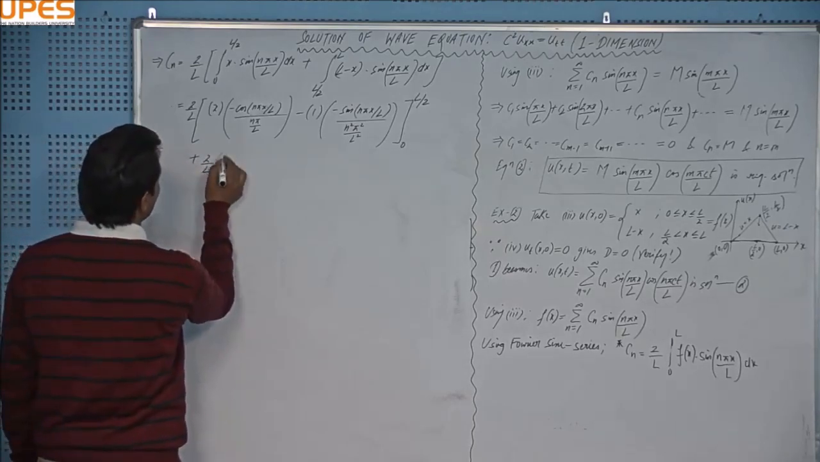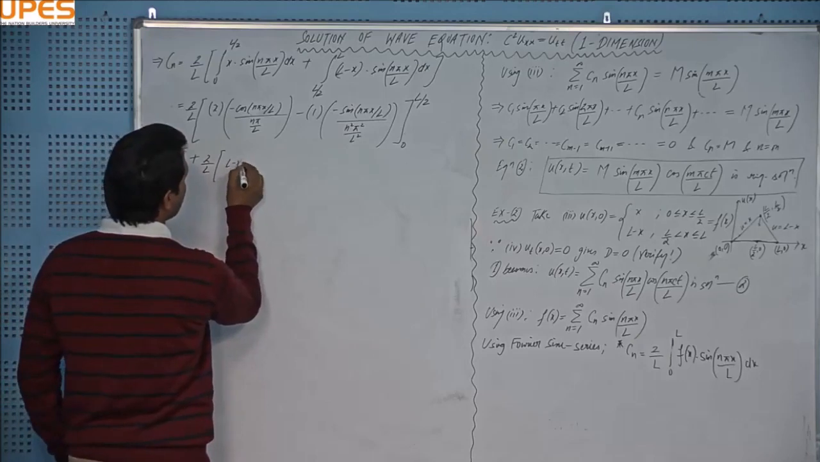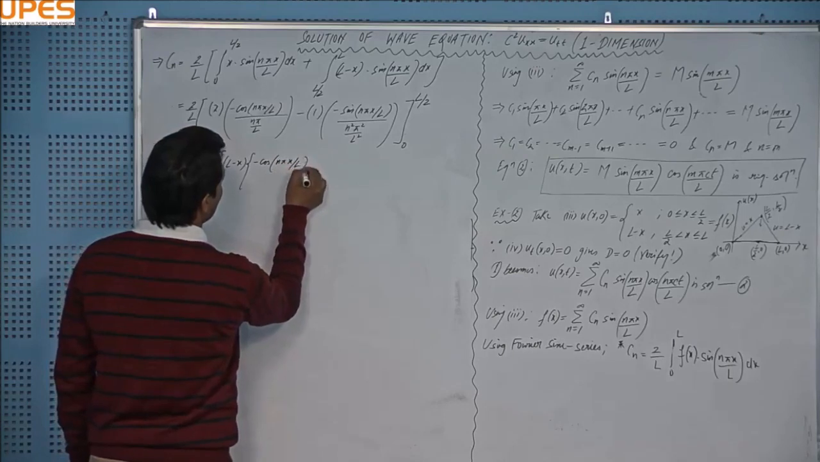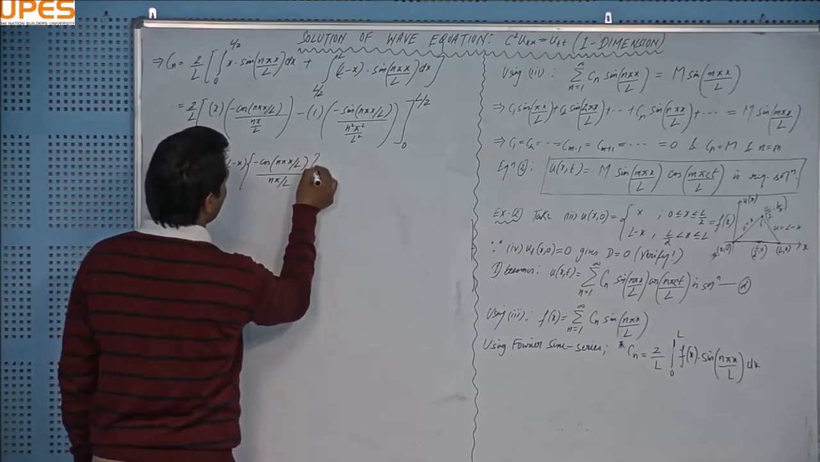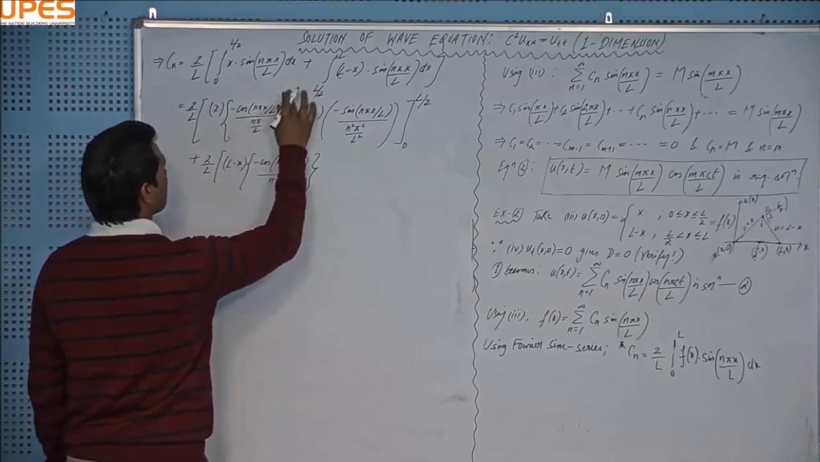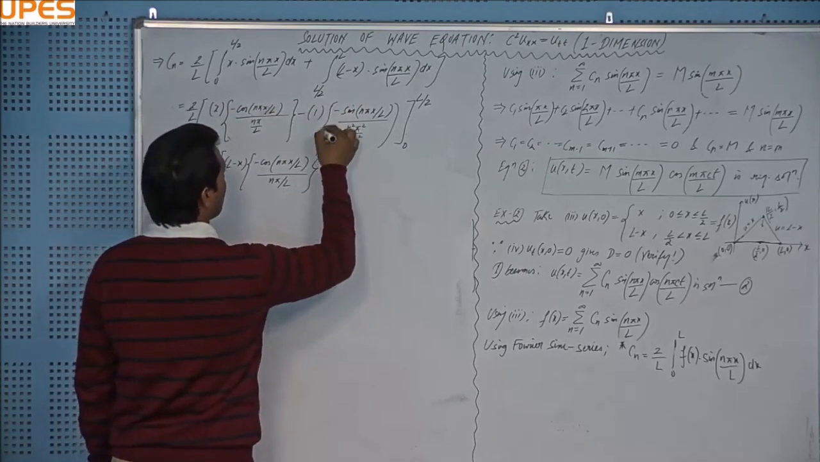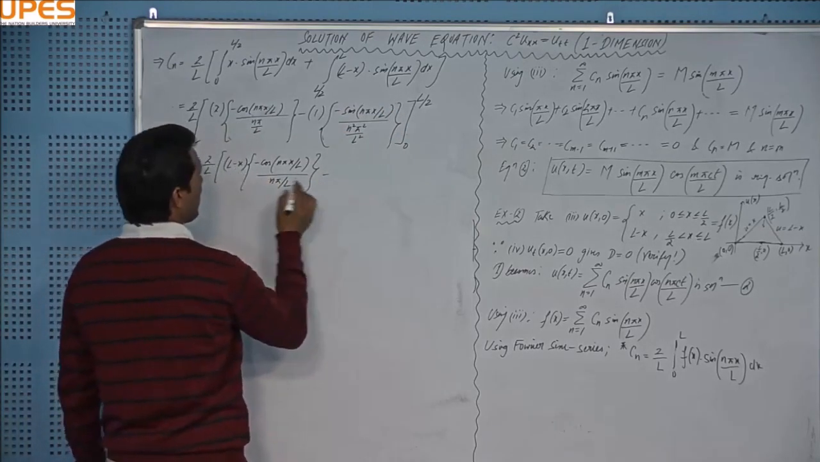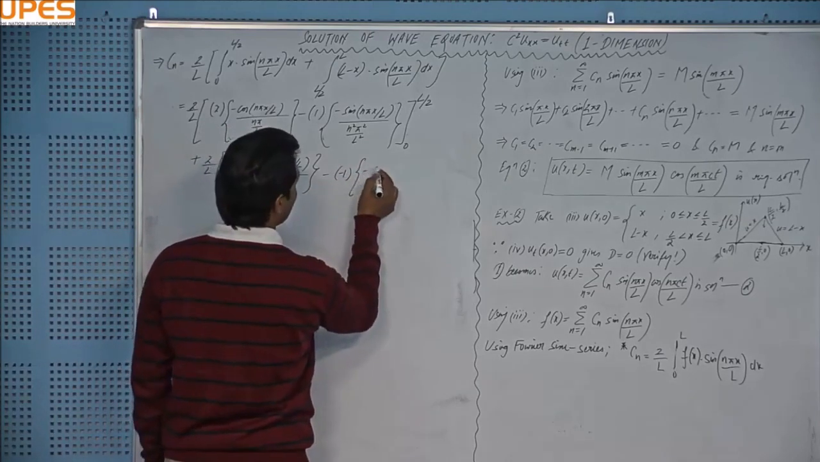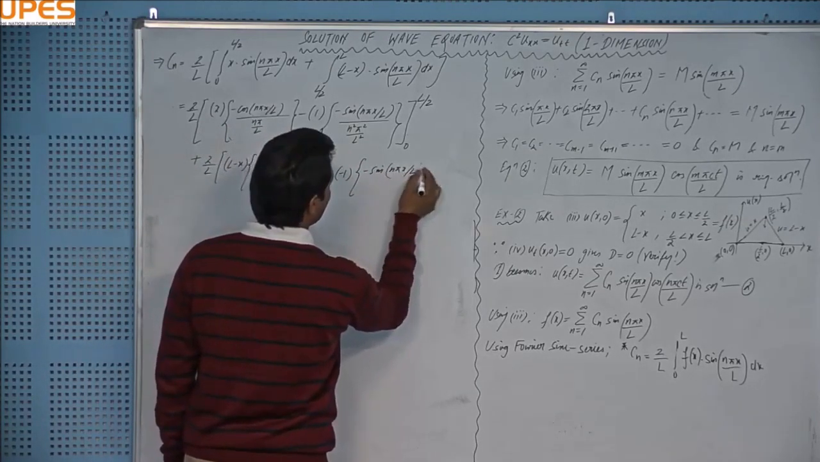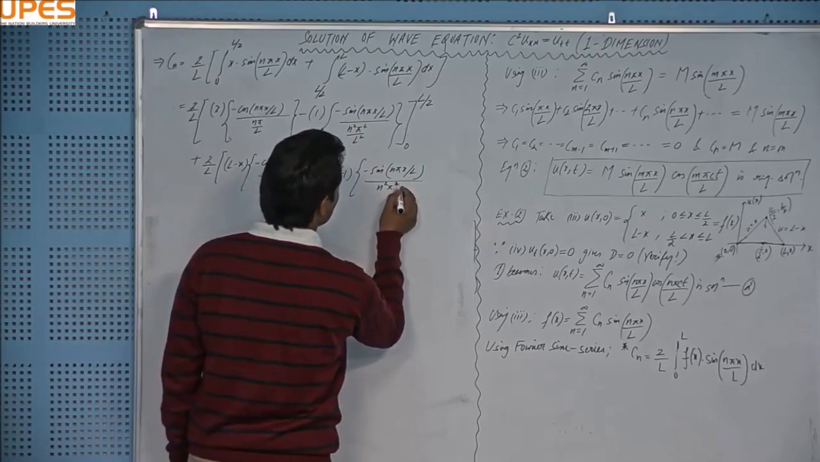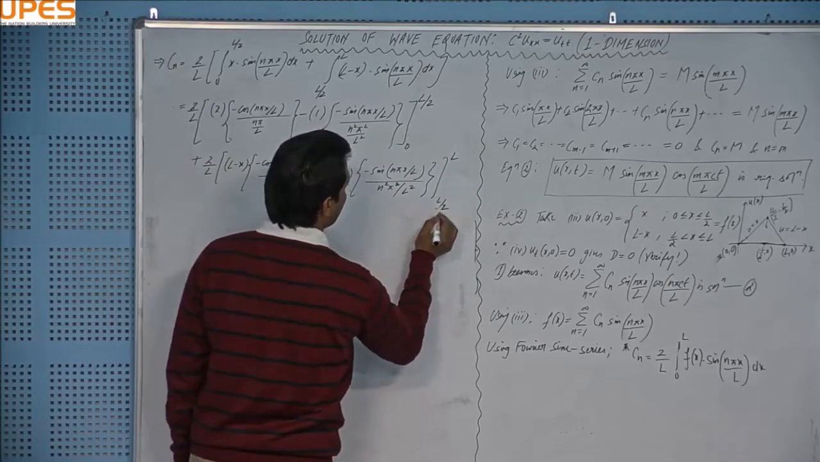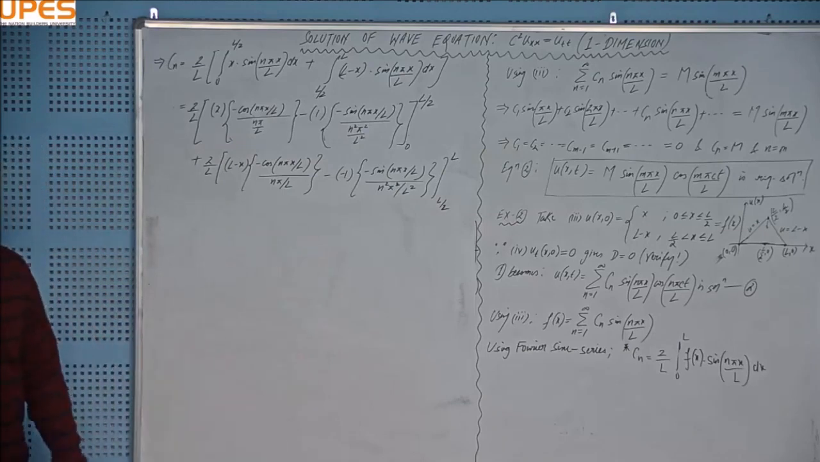Similarly applying the same formula for this, let me put 2 by L here, and this will give me L minus x, and here the same, minus cos n pi x over L over n pi over L, and then minus the differentiation of this, which will be minus 1, and then minus sine n pi x over L over n square pi square over L square. Fine, and limits are from L by 2 to L. Now it all remains to plug in these limits.